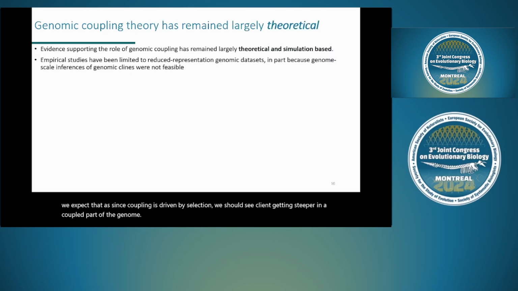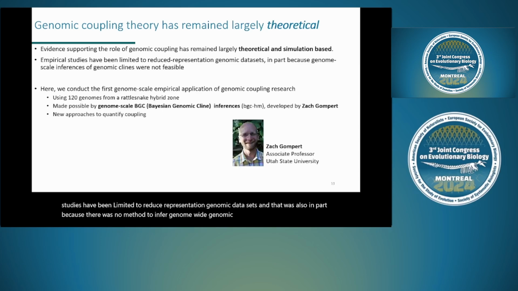Evidence so far for genomic coupling has remained largely theoretical and simulation-based. There's some great theory and simulation work out there. However, empirical studies have been limited to reduced representation genomic data sets, in part because there was no method to infer genome-wide genomic clines. Here we conduct the first genome-scale empirical application of this genomic coupling theory. We are using 120 whole genomes of hybrid rattlesnakes, and it was all made possible by our collaborator, Zach Gompert, so big shout out to him.